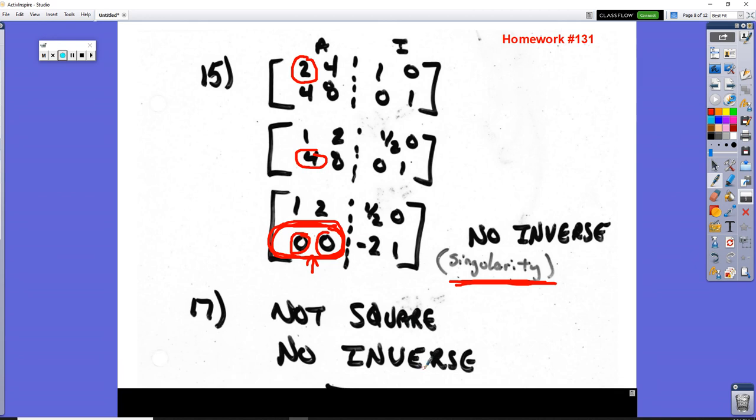Now, the other question where something weird happens is number 17. Because the matrix they gave me, hopefully you were checking it out, was not square. I believe it had more rows than columns. So if your number of rows and columns do not match, you do not have an inverse. You don't even have to do any work for this. You just immediately say no inverse, and that problem is done.